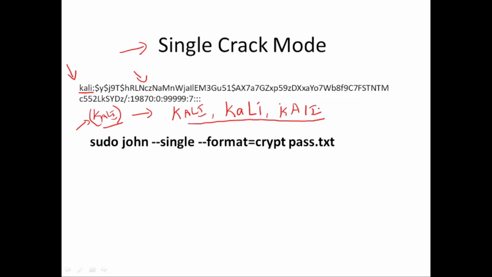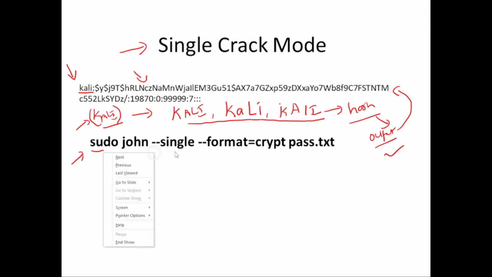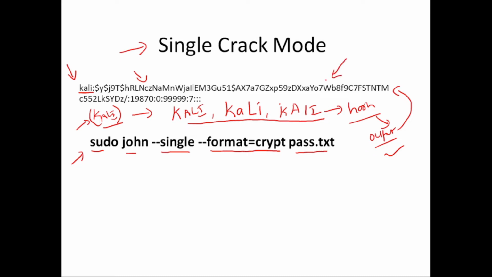It's going to take every variation, then hash it. And using that output hash, it will compare whether this output hash matches the input hash. If there is a match, it's going to say it's a successful password cracking attempt. So this is the command we give for single crack mode, that is sudo john. We enforce single crack mode by saying single. You can see that very well here. And this is the hashing algorithm that we are going to use. And this is the password file containing the username and the password.